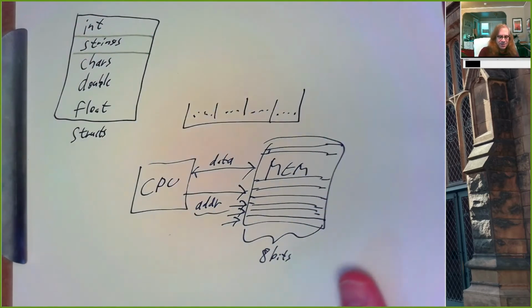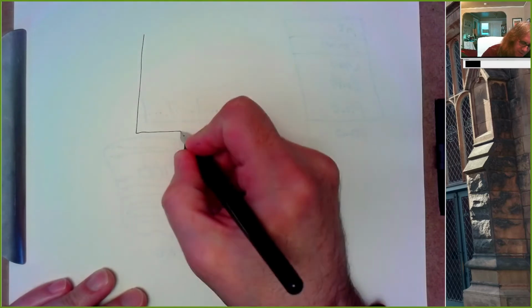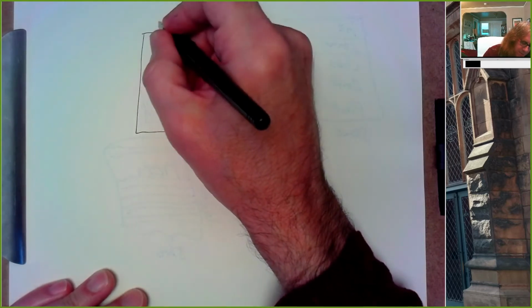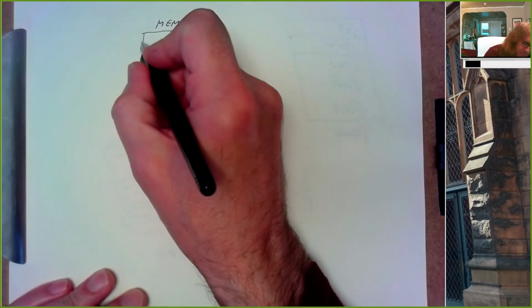So we're going to draw a lot of memory maps in this class. Let me start tagging this. We're going to start drawing a lot of memory maps in this class, and they're going to look kind of like this. So there's the memory.